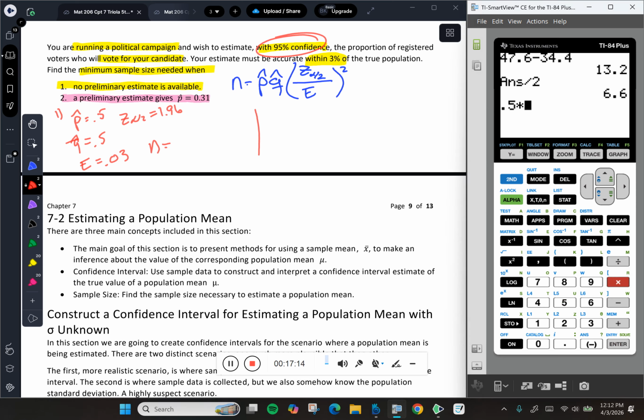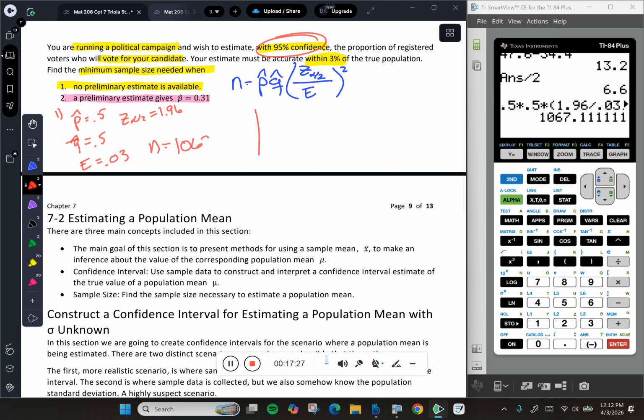0.5 times 0.5 times the quantity 1.96 divided by 0.03, end of quantity, square that quantity, and I get that we're looking at 1068. Hey, isn't that the same number we got earlier? Yeah, because if this is the same and this is the same, that's going to be the same for the worst case scenario.